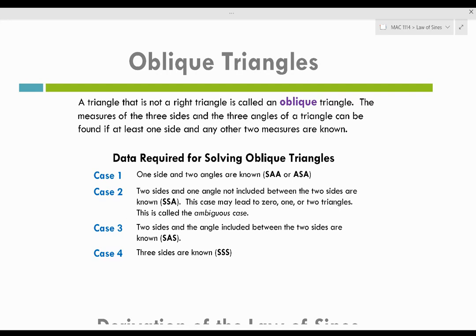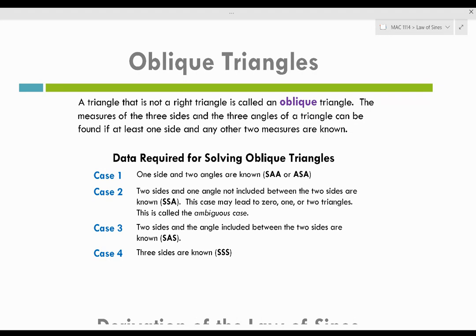There are going to be 4 different cases that we run into when solving oblique triangles. Case 1 is if we know one side and 2 angles, then we can use that to solve for the rest of the missing pieces. That's going to fall into an SAA or ASA case. Remember, A stands for angle and S stands for side. Case 2 is if we know 2 sides and an angle that's not included between the 2 sides, which is an SSA case. This case may lead to 0, 1, or 2 triangles, and it is also called the ambiguous case.